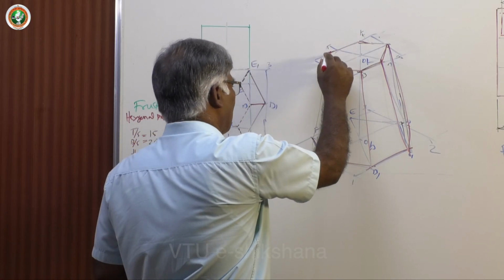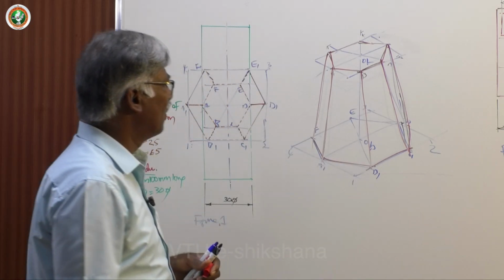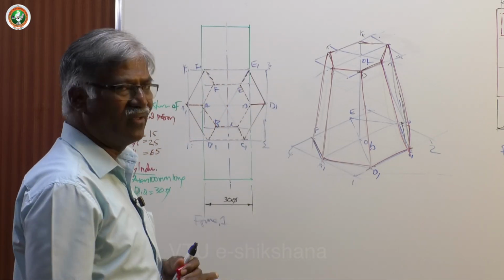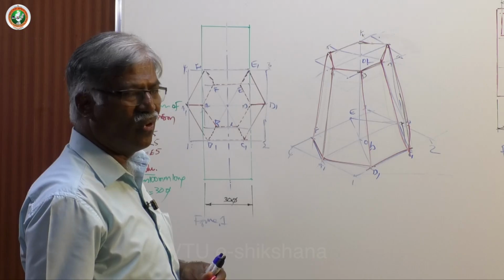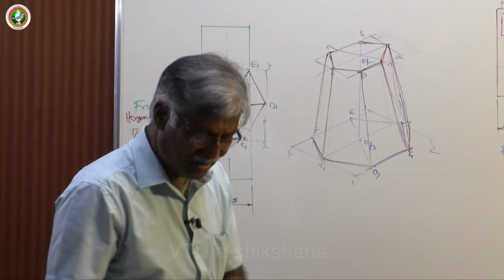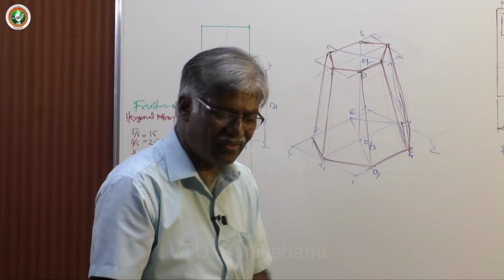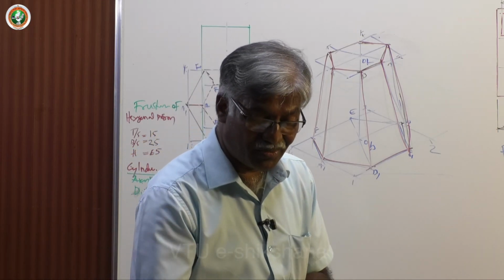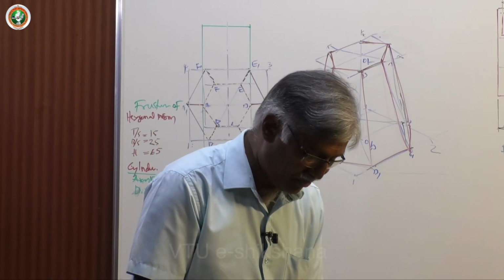Anyway, even if you draw it dark, you can change it afterwards. Okay, this is the completed isometric projection or view of the frustum. Next, the cylinder you have to place as per the requirement. So this is how you have to keep it.